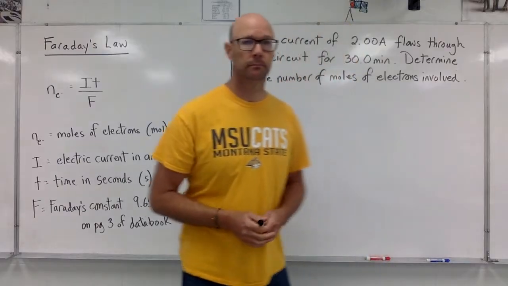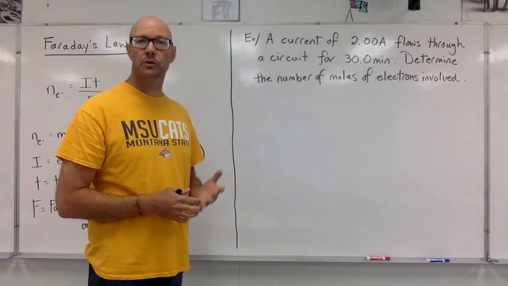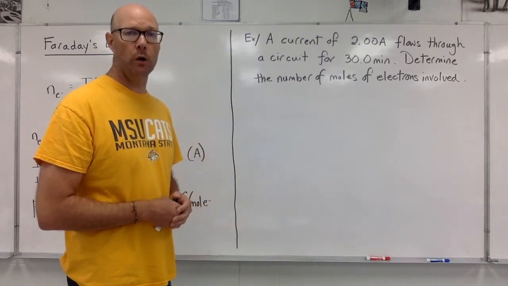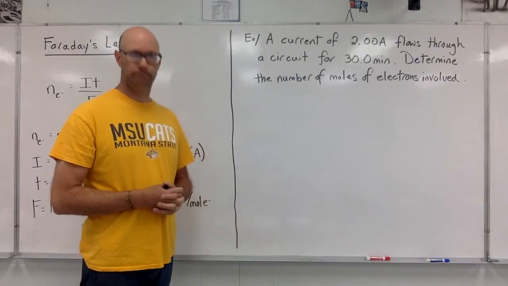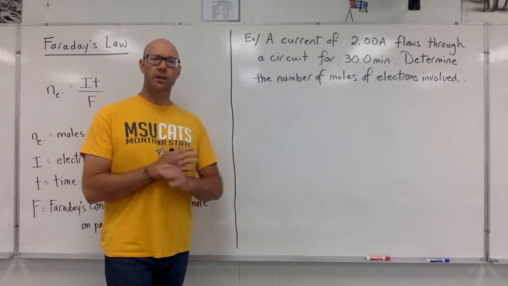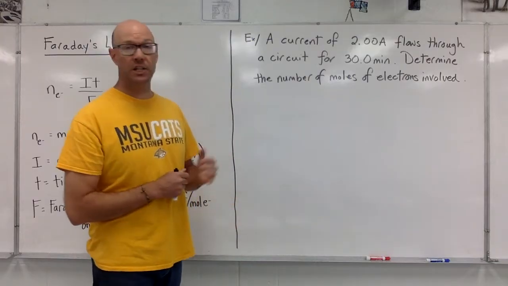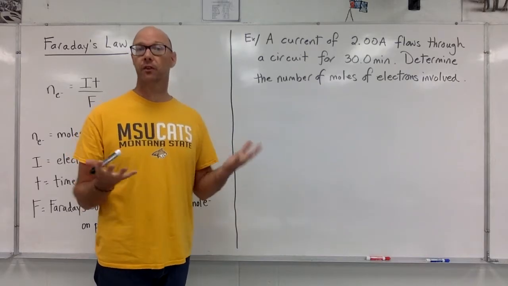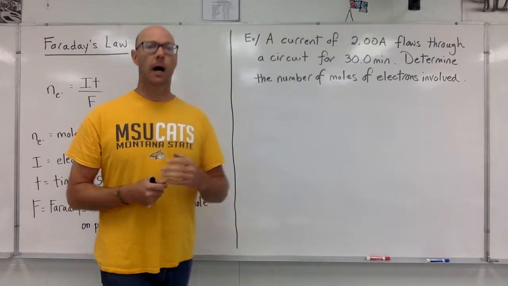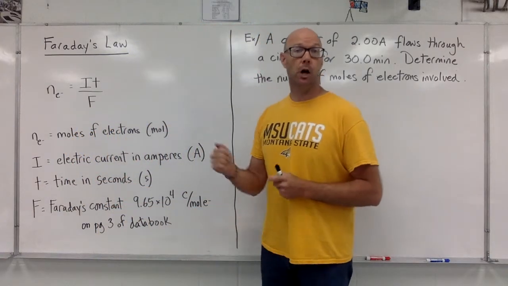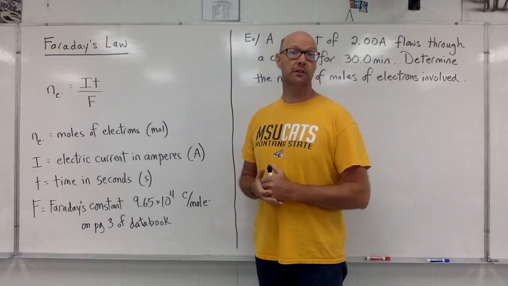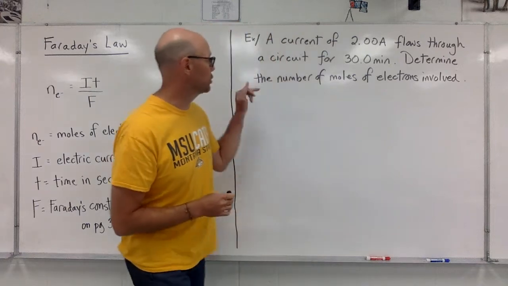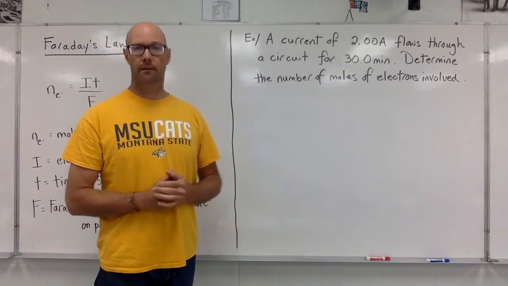Here's an example. A current of 2.00 amps flows through a circuit for 30 minutes. Determine the number of moles of electrons involved. Notice that for this question, I don't need an equation. There's no mention of any specific chemical. That's kind of nice. It's really using this formula, it's a very mathematical problem. The possibility does exist that we might be solving for the current, or in a different scenario, a question could ask us to solve for the time. This one asks us for the moles of electrons. Determine the number of moles of electrons involved.